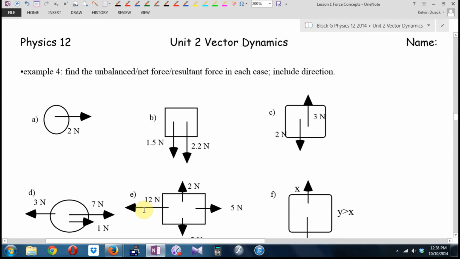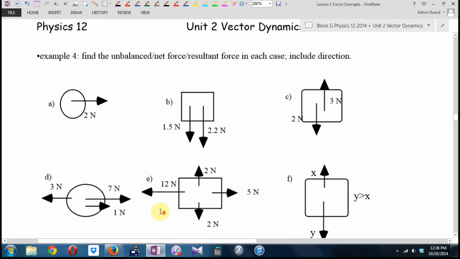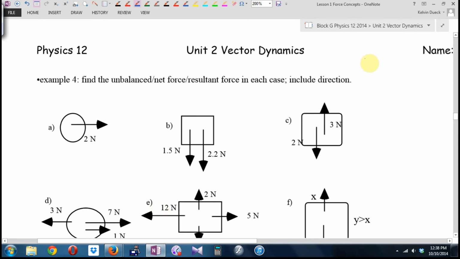It says find the unbalanced net force in each situation. Include direction. Let's go north, east, south, west. What is the unbalanced or net force in A, magnitude and direction? It's meant to be fairly obvious as a start. Zach, what's the unbalanced net force in part A? 2 newtons east. I'll put an "at east" so it doesn't look like 2 northeast. Not enough letters in the alphabet. North and newtons look the same.